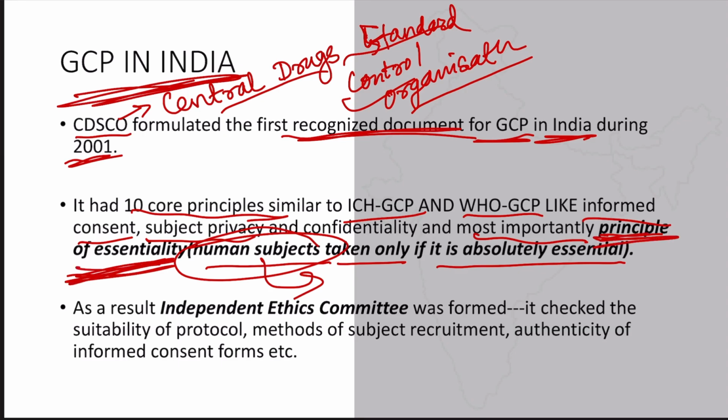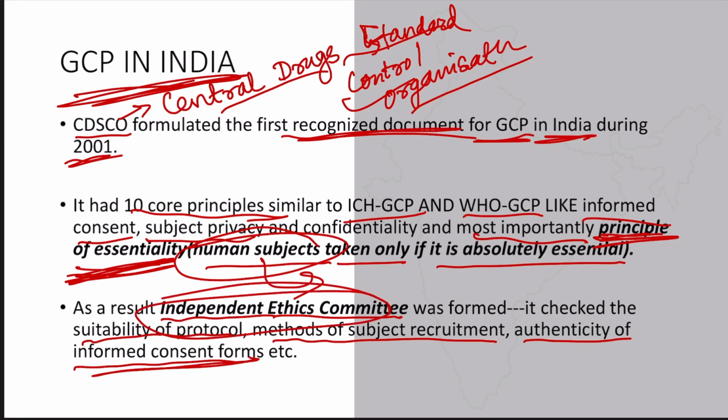And as a result, there was formation of independent ethics committee. So it checks the suitability of the protocol of the trial, then the methods of the subject recruitment and the authenticity of the informed consent forms. So these are the several things which will be checked by the independent ethics committee or the institutional ethics committee.